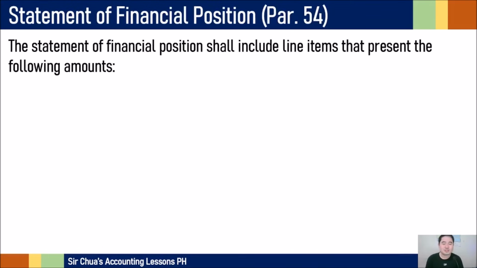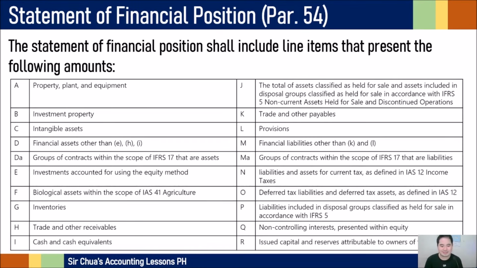The statement of financial position shall include line items that present the following amounts. Sinabi po mismo sa IAS 1, ano po ba ang ating mga line items na dapat makita sa balance sheet or sa statement of financial position? Isa-isahin po natin. Property, plant, and equipment and kung paano mo po siya in-account under IAS 16. Investment property, which is under IAS 40. Intangible assets under IAS 38.